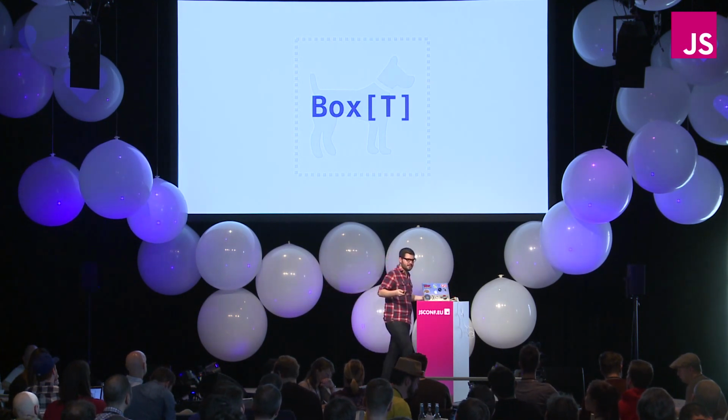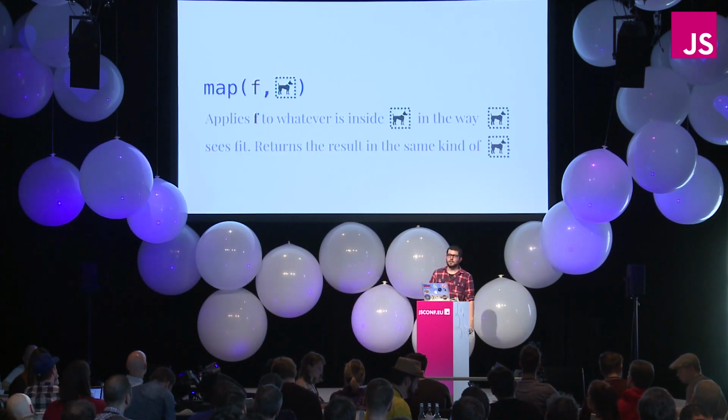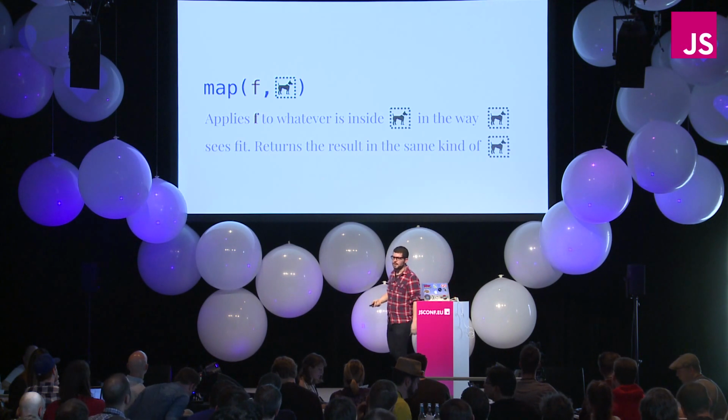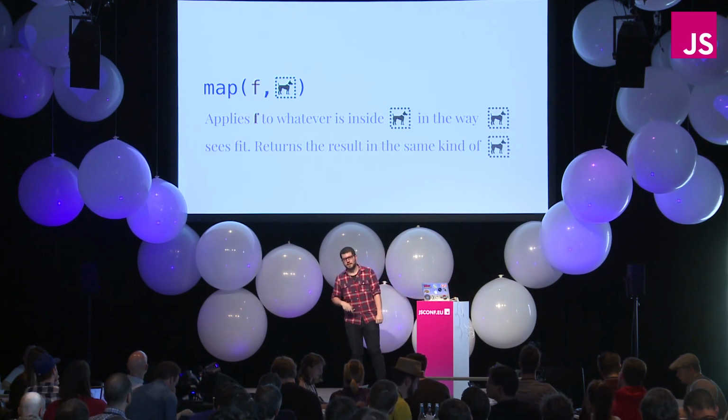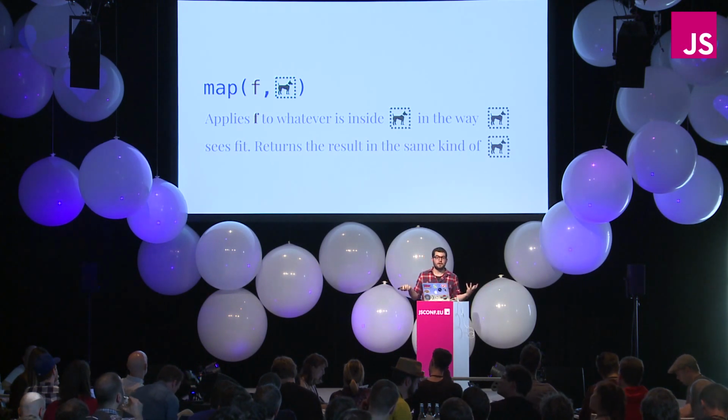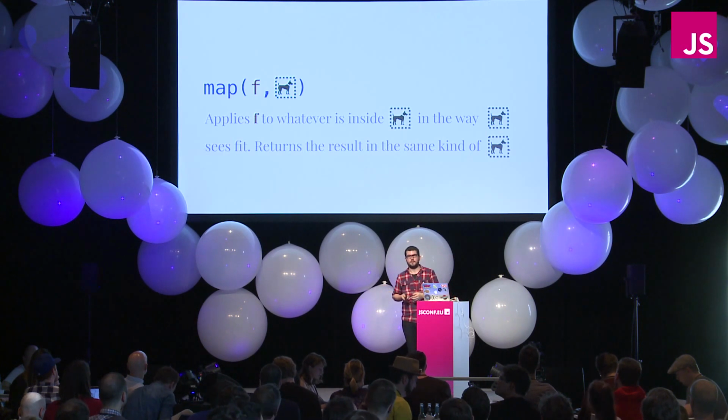Doesn't matter what it is, just a box. So just knowing that a box, be it a future, optional, or collection, if we map over it with a function, it applies the f function to whatever is inside the box in the way the box sees fit. So each box has its own semantics. It returns the result in the same kind of box.